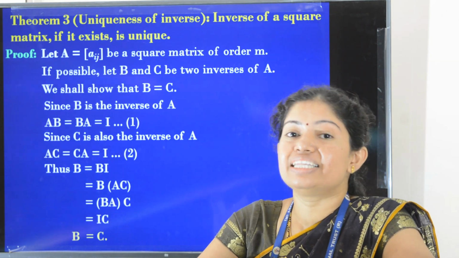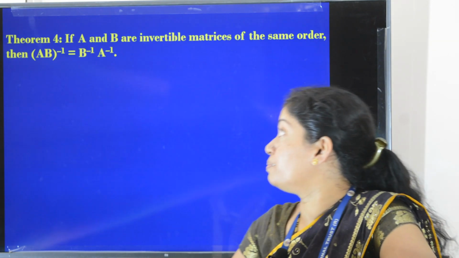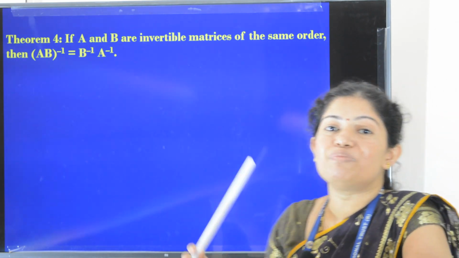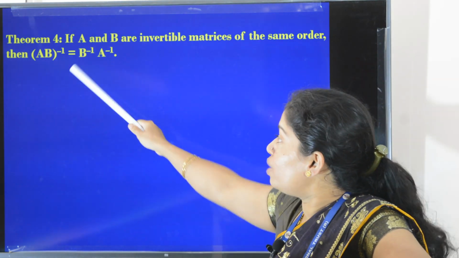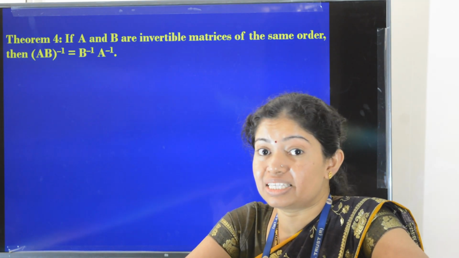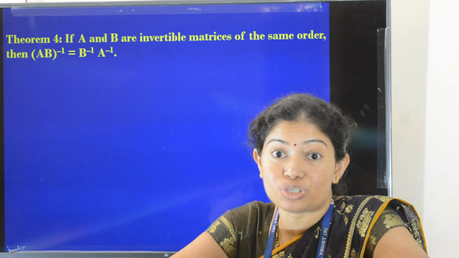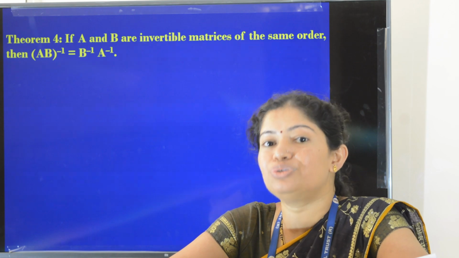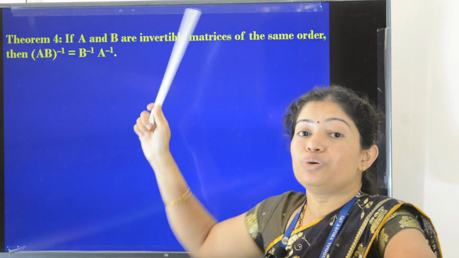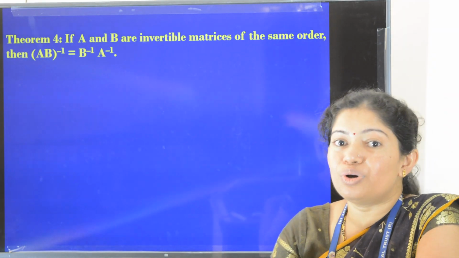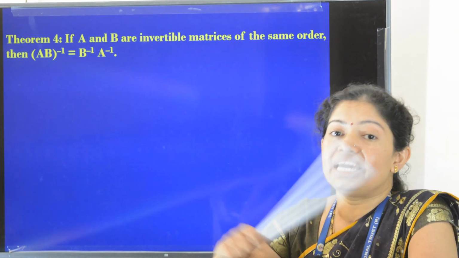Next, let us see the second theorem on inverse. What is the statement of that theorem? If A and B are invertible matrices of the same order, then AB whole inverse is given by B inverse into A inverse. Like this, you had in transpose also. AB whole transpose is what? It is B transpose into A transpose. Likewise, you have for inverse also. AB whole inverse is equal to B inverse into A inverse.